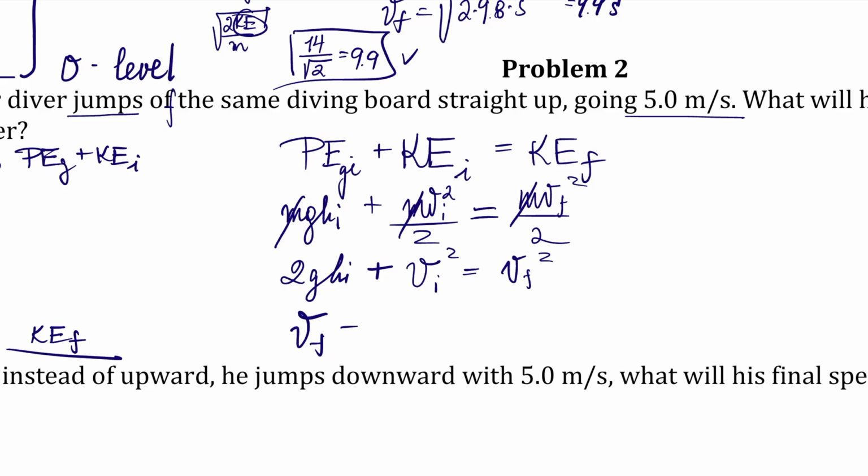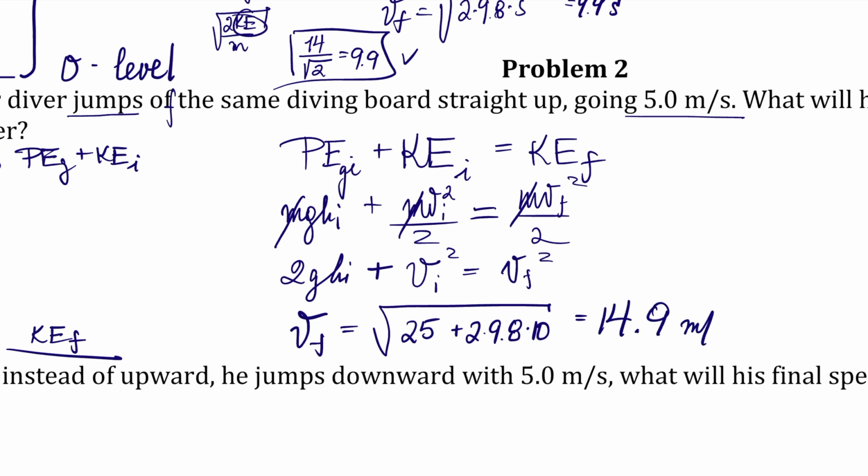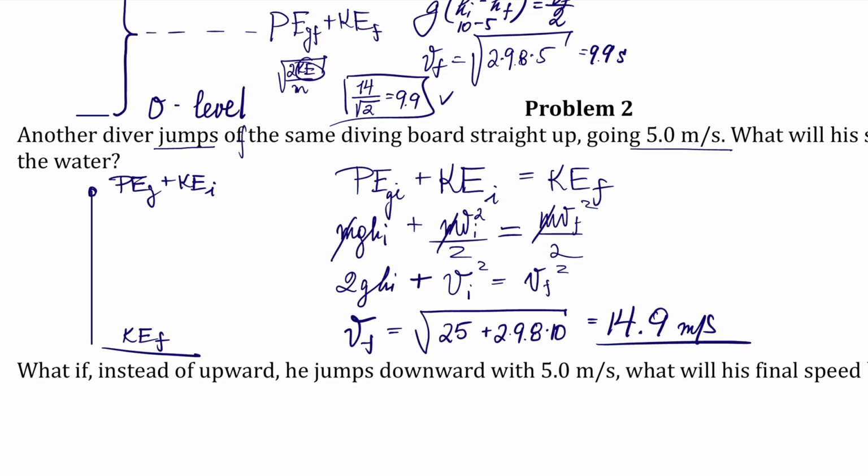So V final is going to be the root of 5 squared, which is 25, plus 2 times 9.8 times 10, if that person jumped from the height of 10. So 25 plus 19.6 times 10, 14.9 meters per second. So slightly faster than just 14 because he had initial kinetic energy.